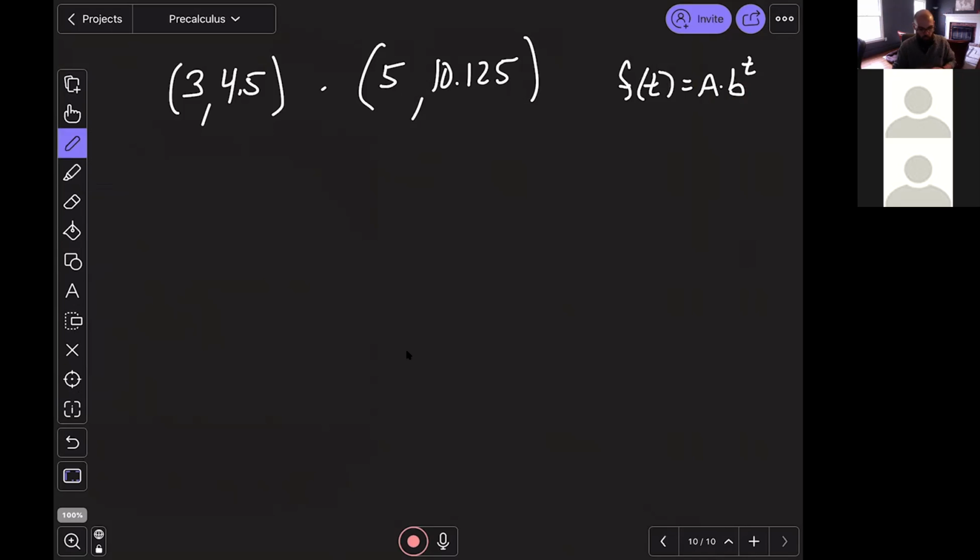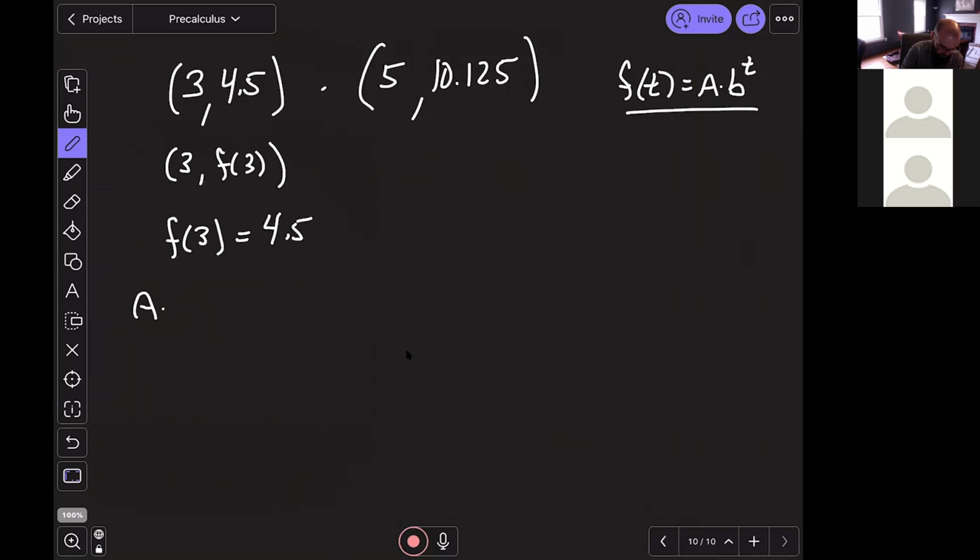And so what this tells me, if I read this, is that this is really of the form 3, f of 3. So whenever I plug in 3, my output should be 4.5. So what I get from this data is that f of 3, when I plug in 3, should be 4.5. But if I plug 3 into this equation over here, I also get that this should be a times b cubed equals 4.5.